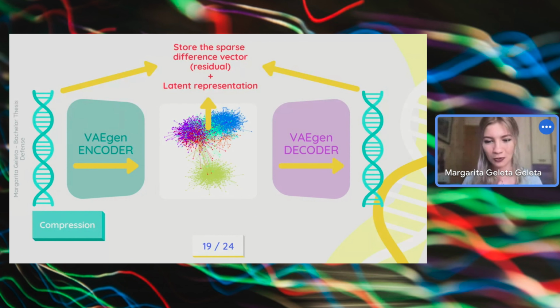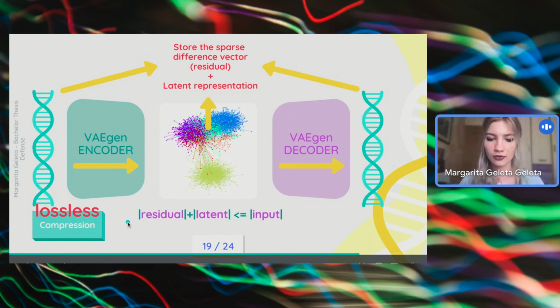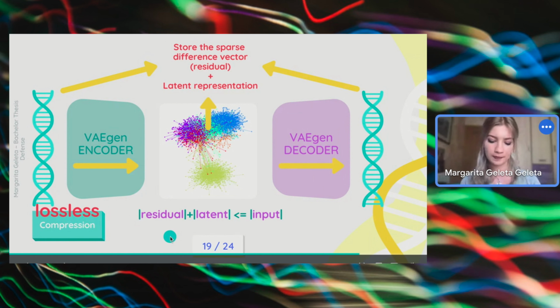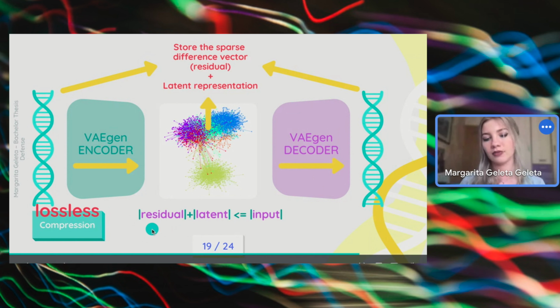But in precision medicine, we need to be precise. So we need lossless compression. And this residual vector allows fixing the errors that the decoder does. So having a lossless compression, the performance of this compression algorithm is computed as follows. We compute the compression size, we compute the size of the residual plus the size of the latent representation in bits, and if it's smaller than the size in bits of the input, then we have a successful compression.